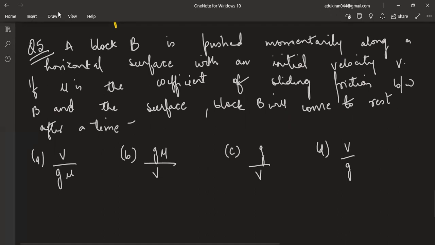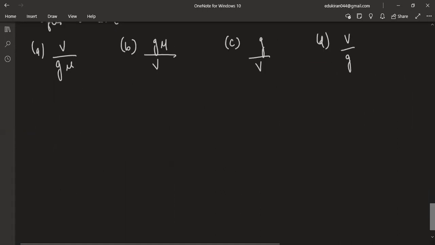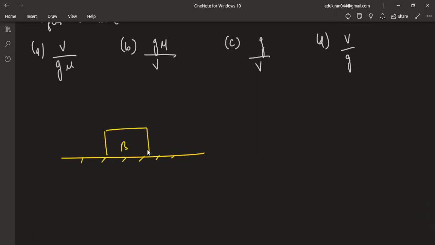So only Saifullah could answer this question. Saifullah, your answer is right. Others, pay attention here. This is a very easy question. See, a block is there. Let's say this is a block. This is the velocity. So this block B will come to rest if whatever force is applied is vanished by the frictional force, right?